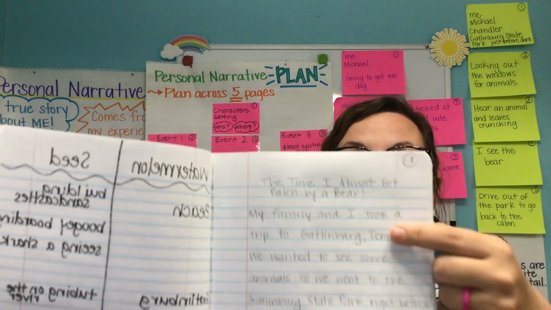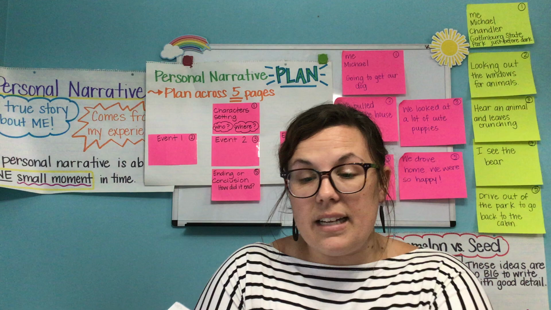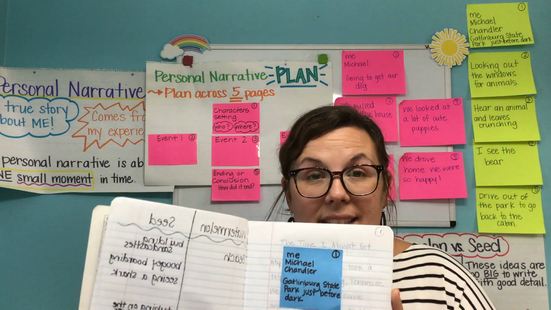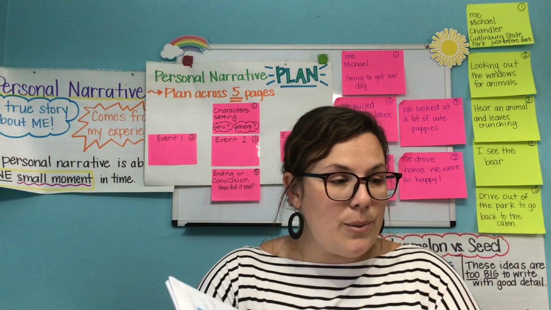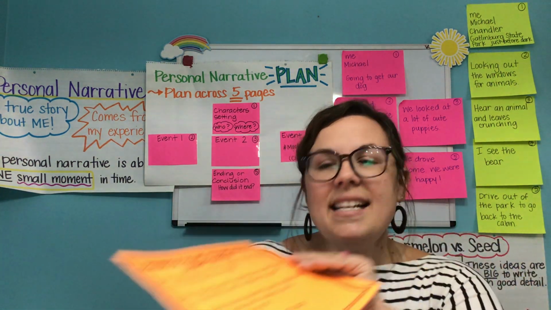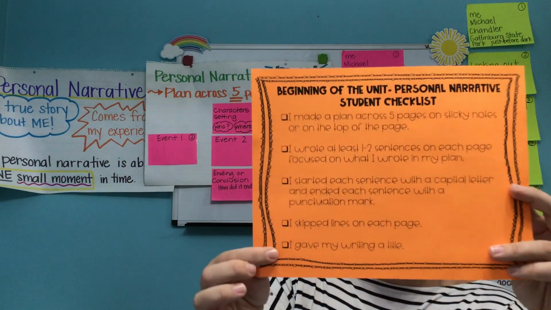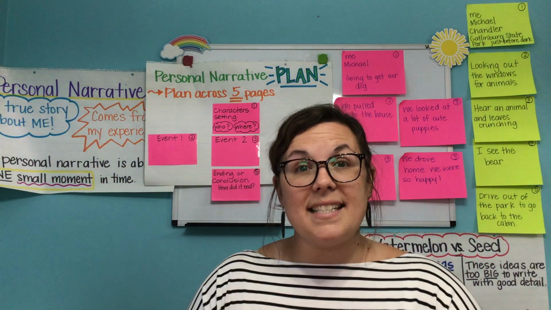And that's something we're going to work on. All right, so you want to make sure that in your writing you've skipped lines because you want to have room to make it great. We're going to learn some different strategies and you want to have a space to try those. All right, and then the last thing you're going to do on your checklist is I gave my writing a title. And so you want to make sure that your story has a title.